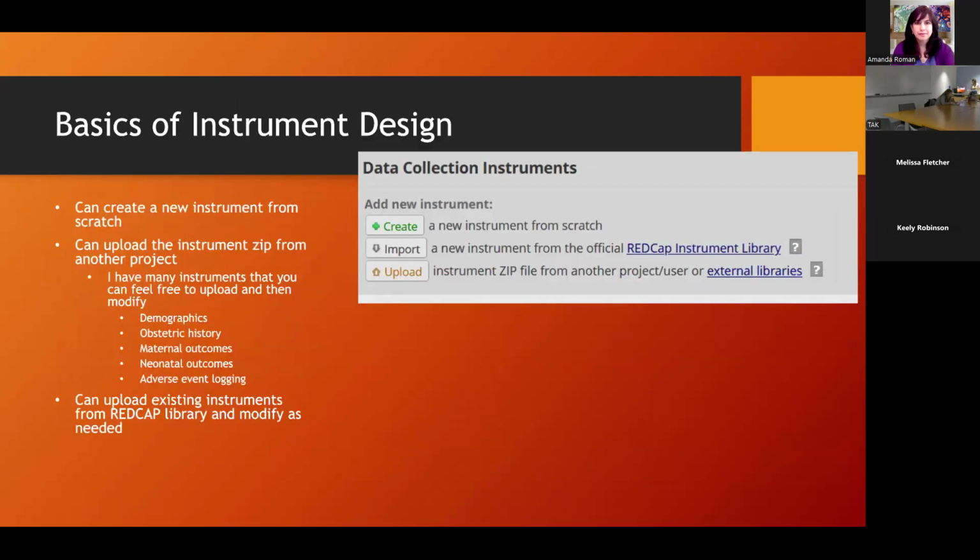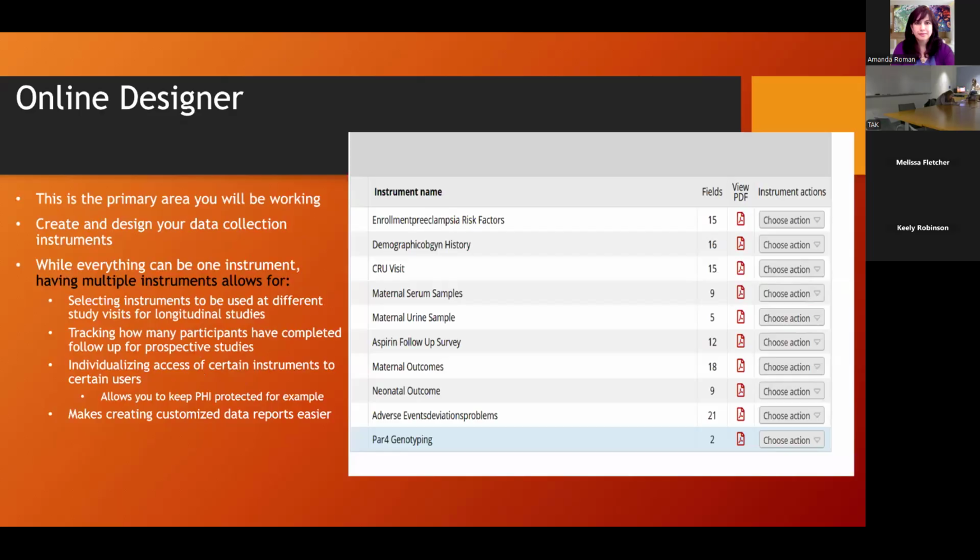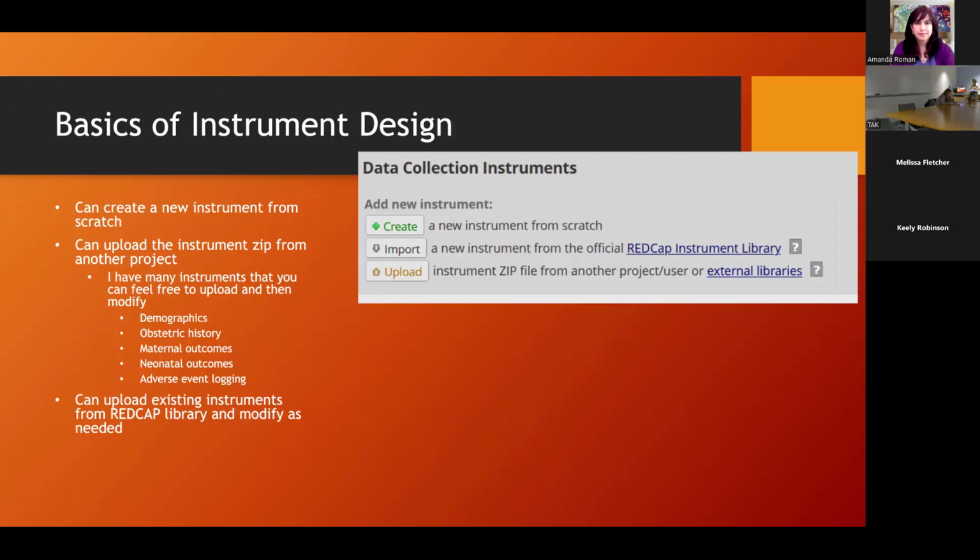In creating an instrument, when you go to data collection instruments, you can either create a new instrument from scratch, or you can upload an instrument zip. So this is what I was talking about. I have all of these instrument names here. I can download those as a zip file, email it to you, and then you can upload that zip file. And again, then it's imported into your database and you can edit it. It doesn't change anything about my instrument, but it just keeps you from having to reinvent the wheel, and then you can adjust it and add specific fields that are necessary for your project.